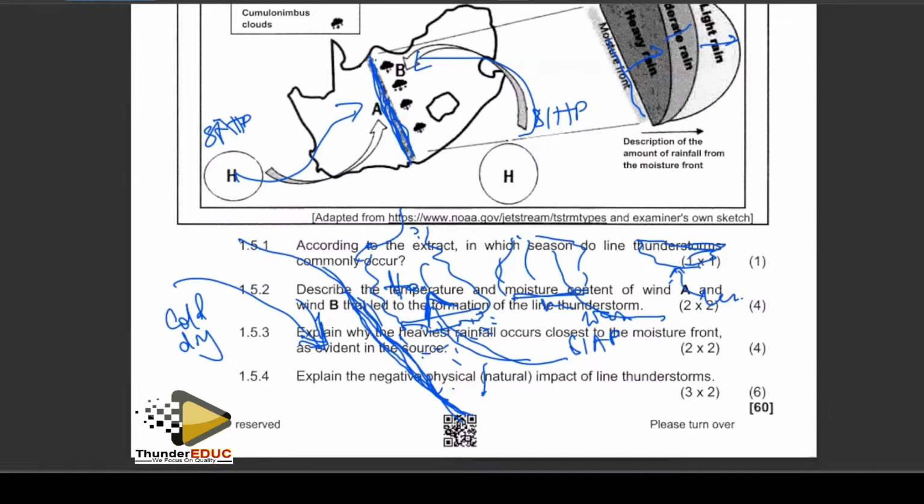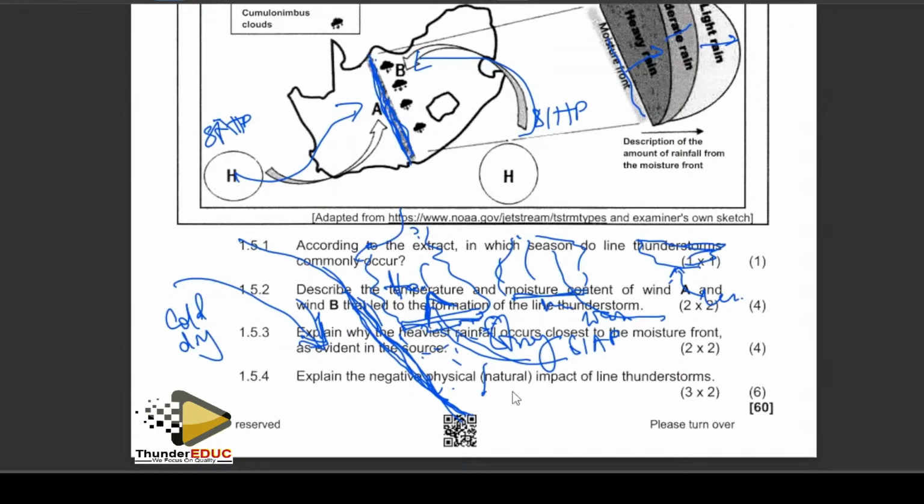That is basically how you can explain why we have heavy rainfall. It's because there's strong upliftment of air. Air is strongly uplifted, creating cumulonimbus clouds close to the moisture front that produce heavy rainfall. And as we move away from the moisture front, the upliftment becomes weaker and the clouds produce less to moderate and little rainfall as we move away from the front. Right, let's move on to the next question.